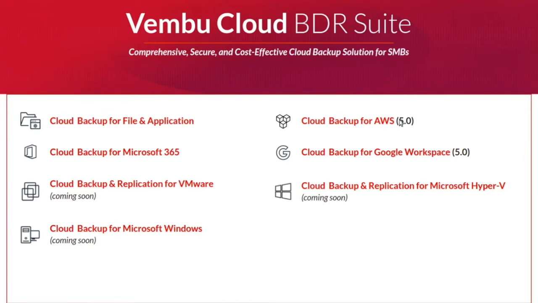You can back up the EC2 instances running on your AWS. Then we have a backup for Microsoft Office 365 and a backup for Google Workspace. These are coming. Right now, in the current version, Vembu supports only file and application backup and Office 365 backup. From 5.0, we are planning to support AWS and Google Workspace backup in our Cloud BDRSuite. The other solutions for VMware, Microsoft Hyper-V, and Microsoft Windows are coming in the upcoming versions of Vembu Cloud BDRSuite.